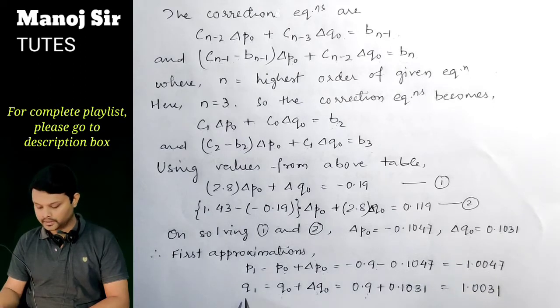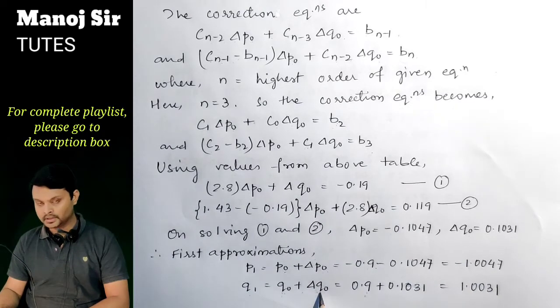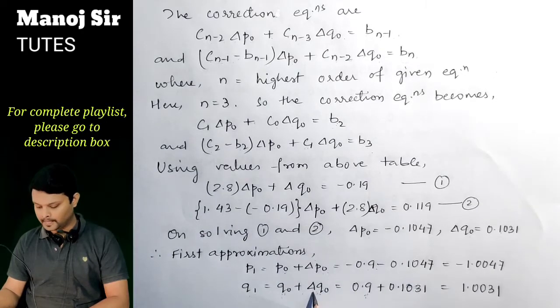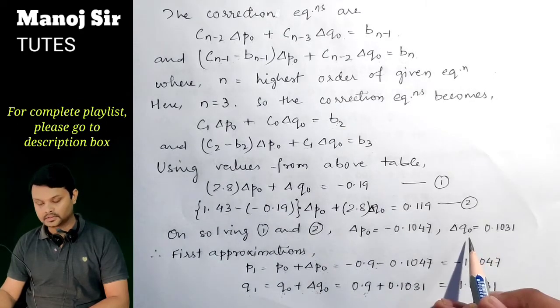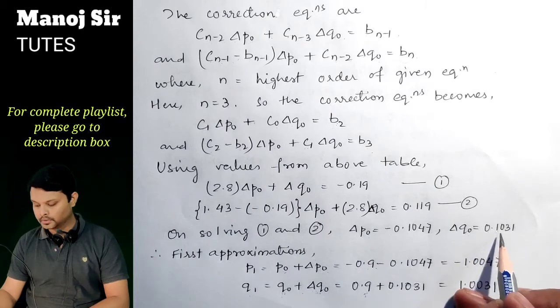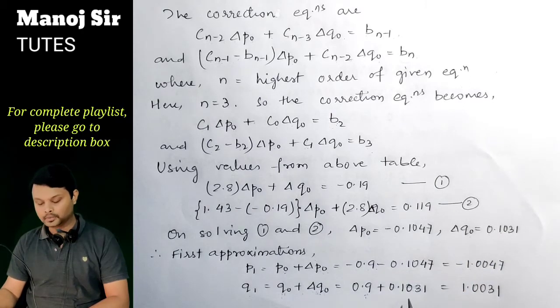In the same way, we can find Q1, that is Q naught plus delta Q naught. What is Q naught according to the question? That is 0.9. What is delta Q naught? Yes, we have just found that, that is 0.1031. Adding both, you will get Q1 equals 1.0031.